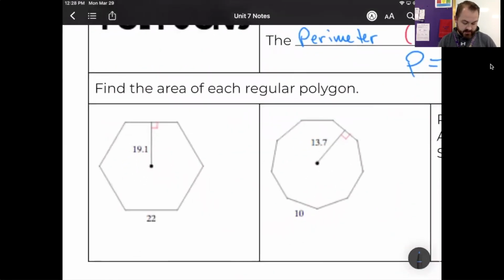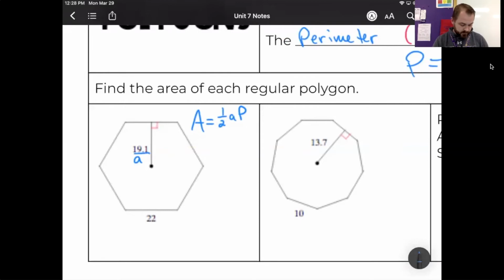So let's apply that. Let's practice this. To find the area of this regular polygon, we want to start with that formula. Area equals 1/2 apothem times perimeter. We have the apothem marked here. Sorry, I kicked my laptop stand. We have our apothem marked here. 19.1 is your a, your little a.